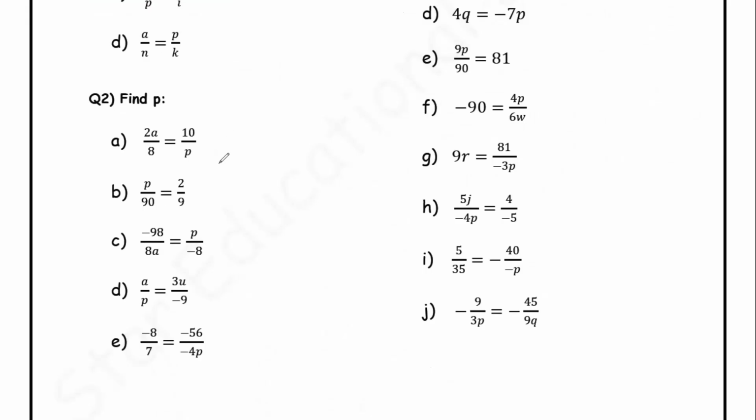The second one, let's see. I've kind of complicated it. So let's solve A first, right? So first I can reduce this 2 and 8. So it becomes 2A upon 8, which reduces to, 2 goes into 8 4 times. So what we have is A upon 4 is equal to 10 over P. Now you can do the interchanging of A and P. So P is equal to 10 upon A, and don't forget the 4. So that's your value of P for the A.